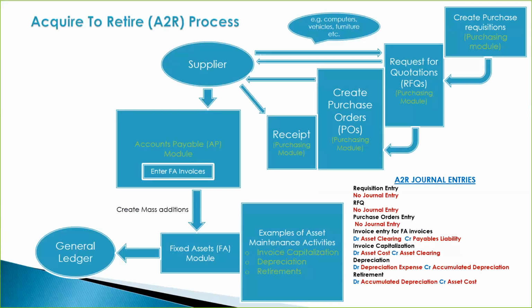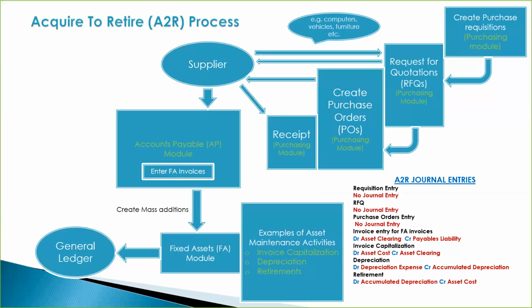Okay, now when these invoices are sent to the fixed assets module, we said that once they get there, the invoices would have to be capitalized, as part of the maintenance activities for the fixed assets module. Now the journal entry for invoice capitalization, where you are changing that invoice into an asset, is a debit to the asset cost, basically meaning you are recognizing that you have an asset, and then a credit to asset clearing, which basically offsets the earlier debit of the asset clearing in the accounts payables module.